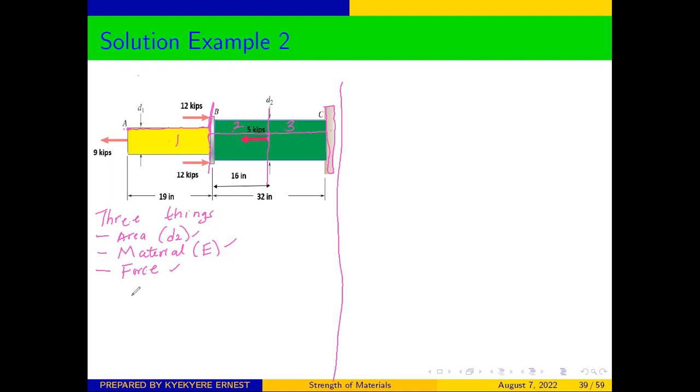First of all, we draw the free body diagram for each of the different sections. So we can draw for section 1 as this. When we draw for section 1, we know that this side is 9 kips.